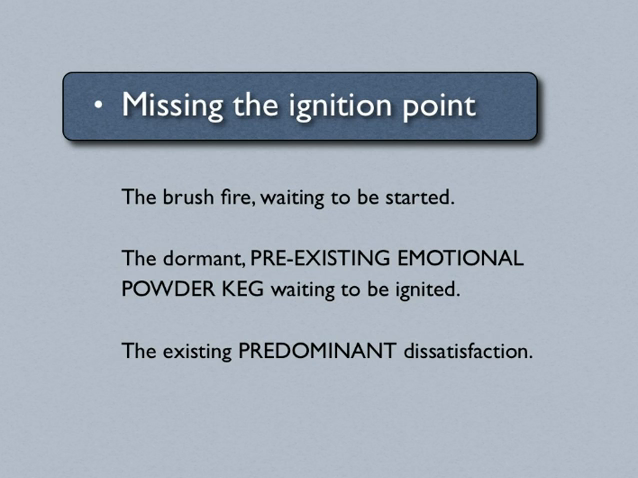And the final tip, and this is the most important, is that in your audience is what I call almost like a brush fire waiting to be started. There's a dormant, pre-existing emotional powder keg waiting to be ignited. That emotion is usually frustration over something they want to achieve and can't, frustration over roadblocks that they encounter over and over and over, and almost like a longing for a dream that they've had for a long time that they almost feel like they have to abandon. That's a pre-existing emotional powder keg that you can tap into, what I'd call the existing predominant dissatisfaction.